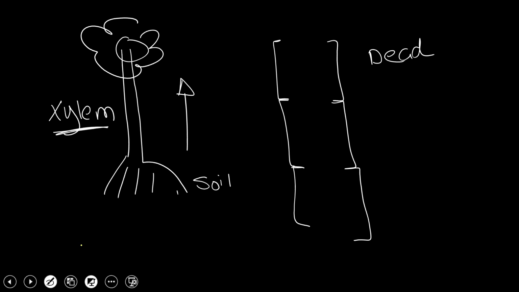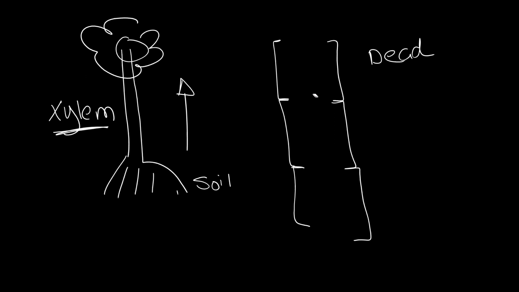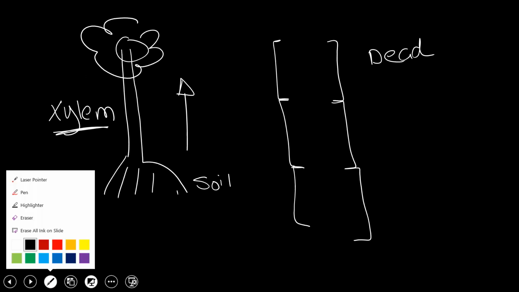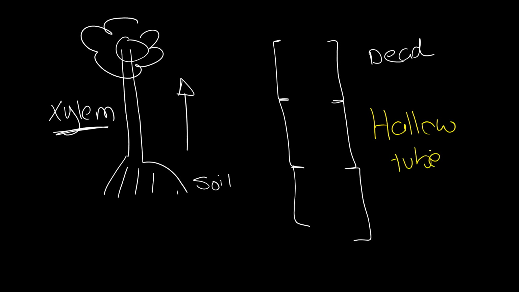Let me change color. Even this part, it's called an end wall. Even this is not present, so I'm going to use an eraser and erase it because it's not there. And when they removed their end walls, what happened? They created a hollow tube. So these empty cells are stacked on top of each other and create a tube. Why? So that the water can move up easily without any obstructions.